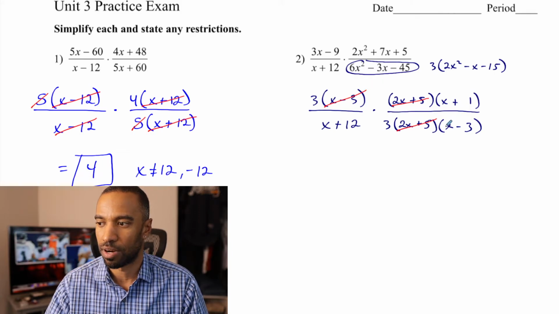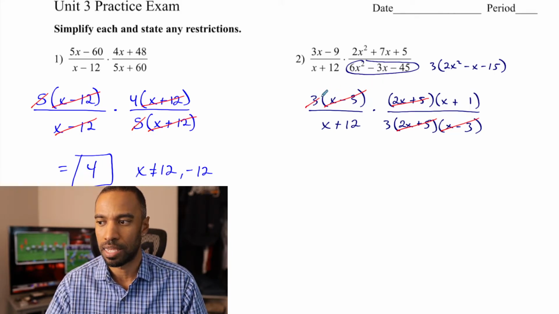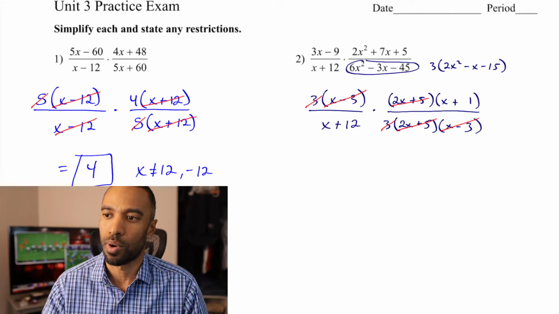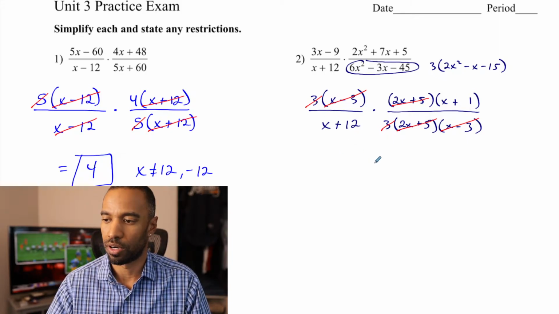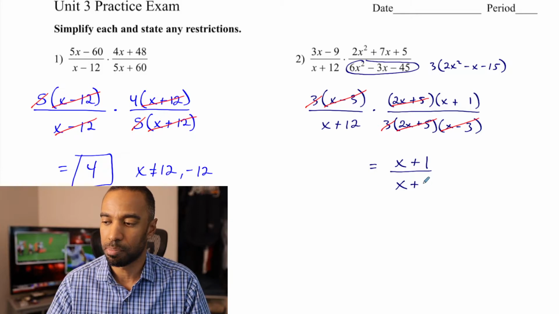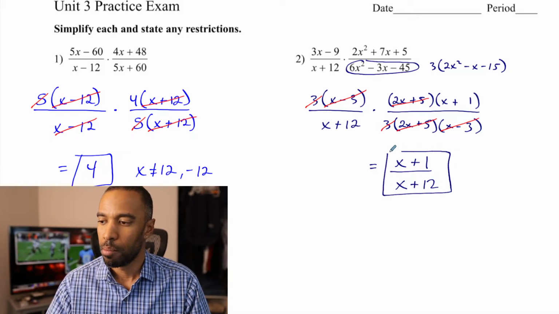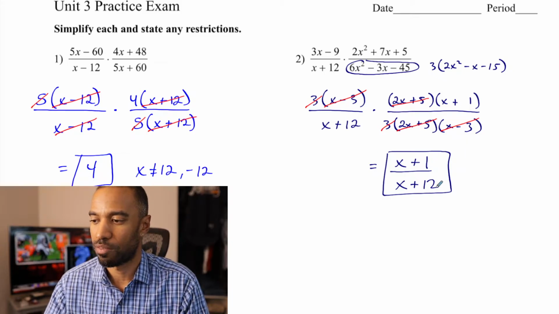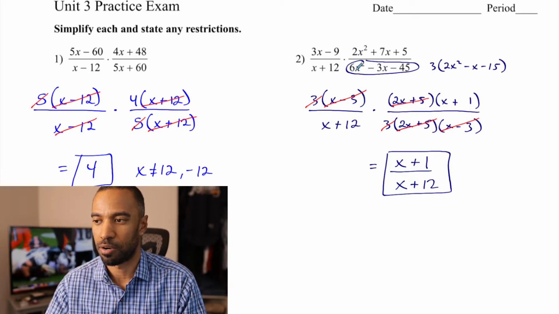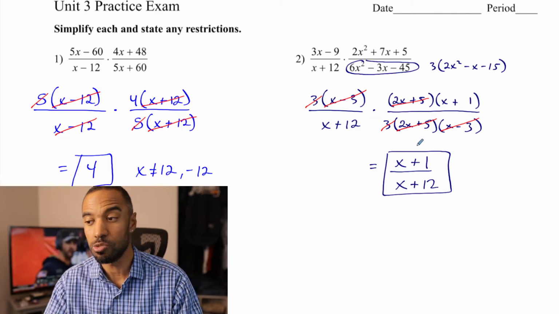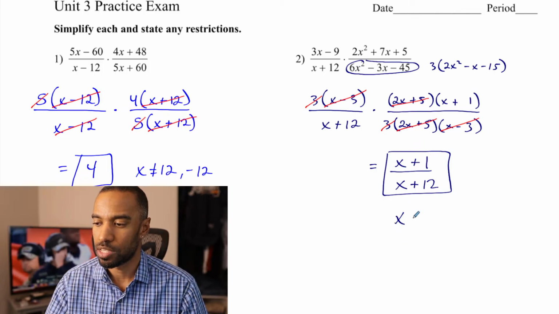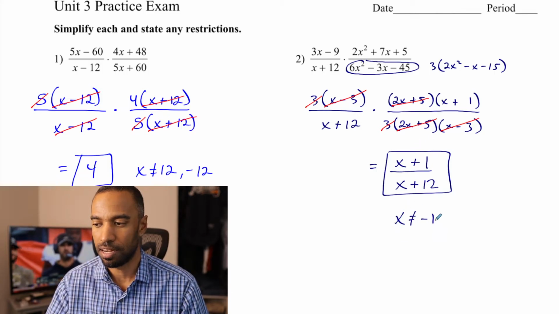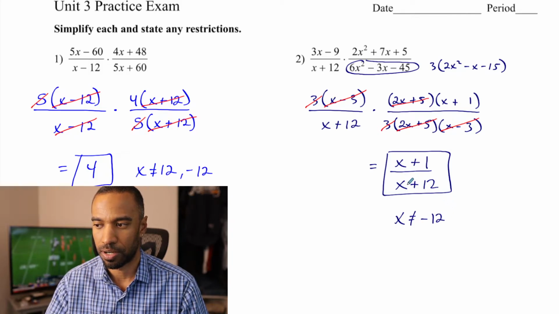X minus 3 over x minus 3 cancel. And 3 over 3 cancel. You are left with x plus 1 over x plus 12. And that's the extent to which we can simplify this thing right here, provided that we list some restrictions on this thing. So x plus 1 over x plus 12 is the final simplified result, meaning this is equivalent to this, provided that x is never allowed to be negative 12, as this would divide by 0 here.